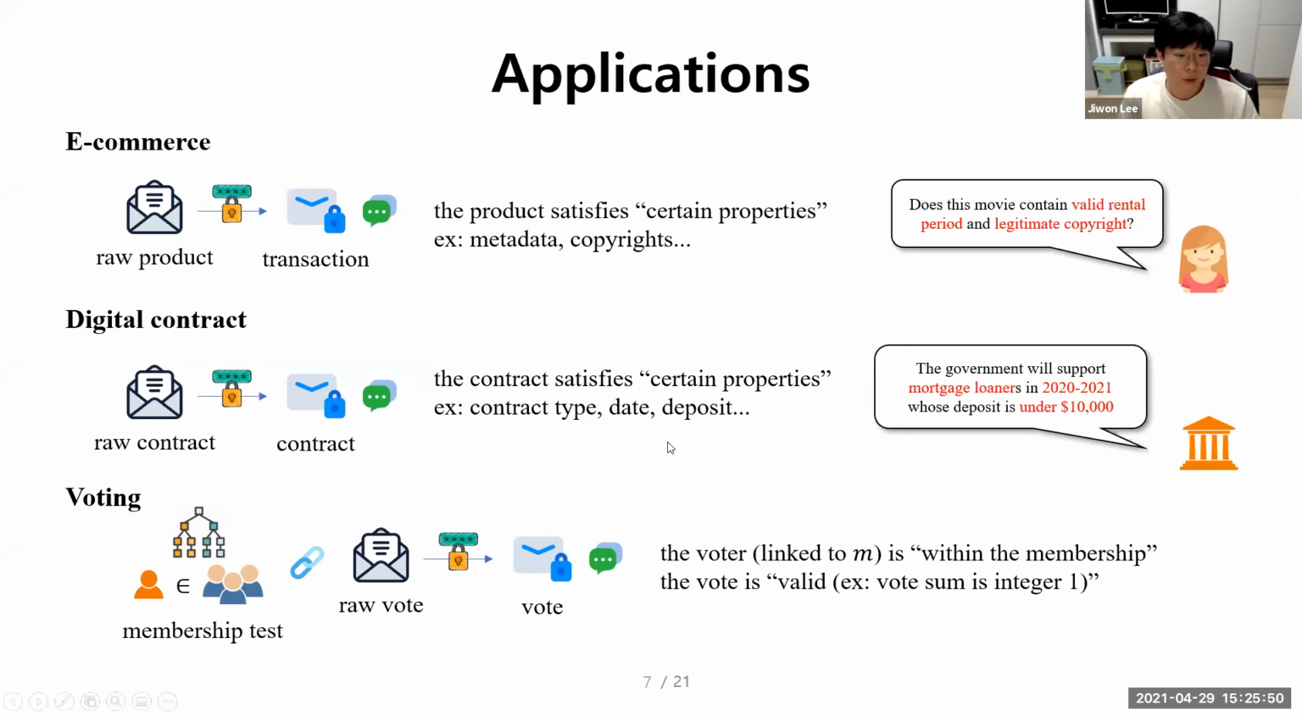Well, what you can do is encrypt the votes and also prove that you are a certain member within the group by doing the membership test within the zero-knowledge proof. Then you can guarantee the privacy of the vote by secure encryption, and also guarantee your voting right by the membership test.